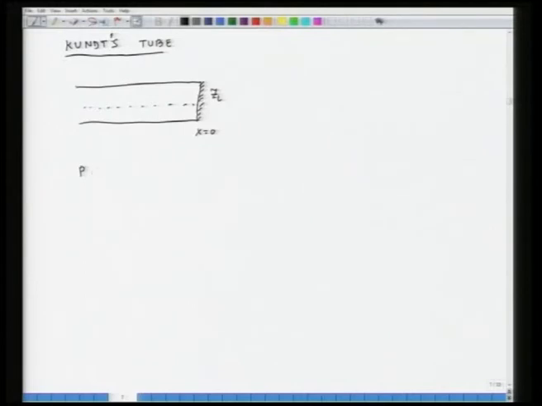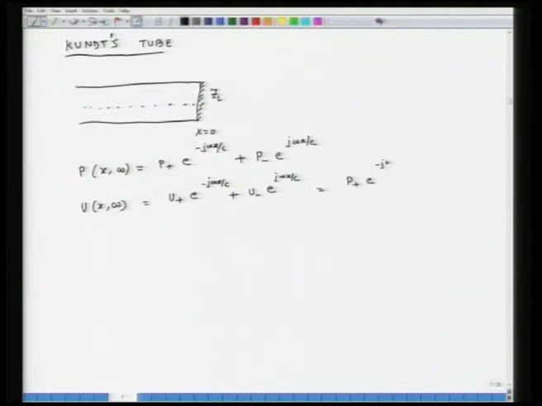So, the transmission line equation is P(x, omega) equals P plus e^(-j omega x / c) plus P negative e^(j omega x / c). And then u, which is the complex velocity amplitude, is equal to, instead of p plus, I will just write it as u plus e^(-j omega x / c) plus u minus e^(j omega x / c). And earlier we had seen, and this we can further write in terms of pressure as p plus e^(-j omega x / c) minus p minus e^(j omega x / c), and then of course I divide here by the characteristic impedance.